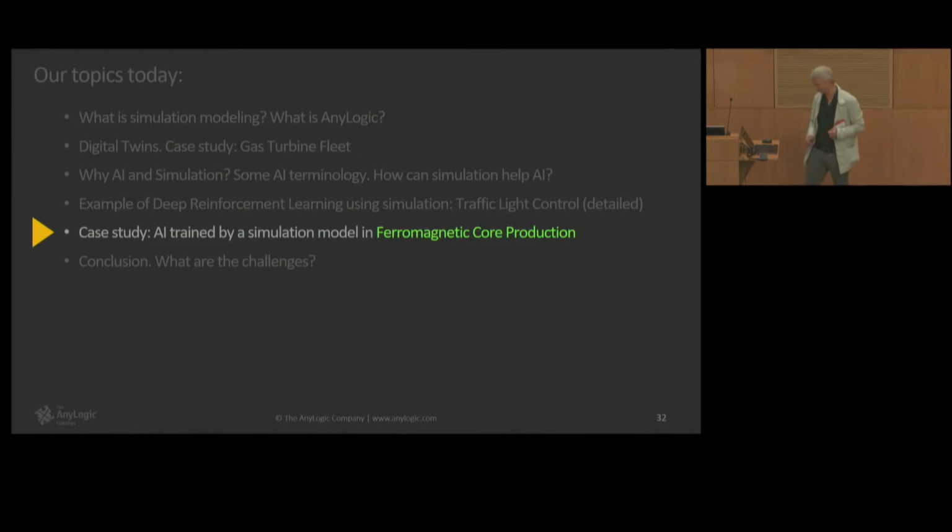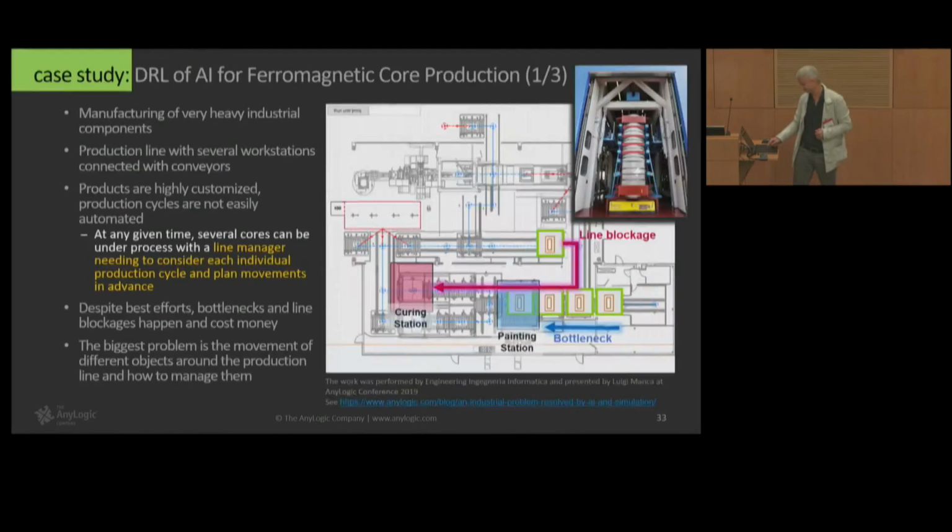Okay. 12 minutes, so I think I should be all right. Very simple demo of AI used in industry. That project was performed by the Italian company Engineering, which is also our partner, and they used AnyLogic. So this is about a kind of production scheduling.